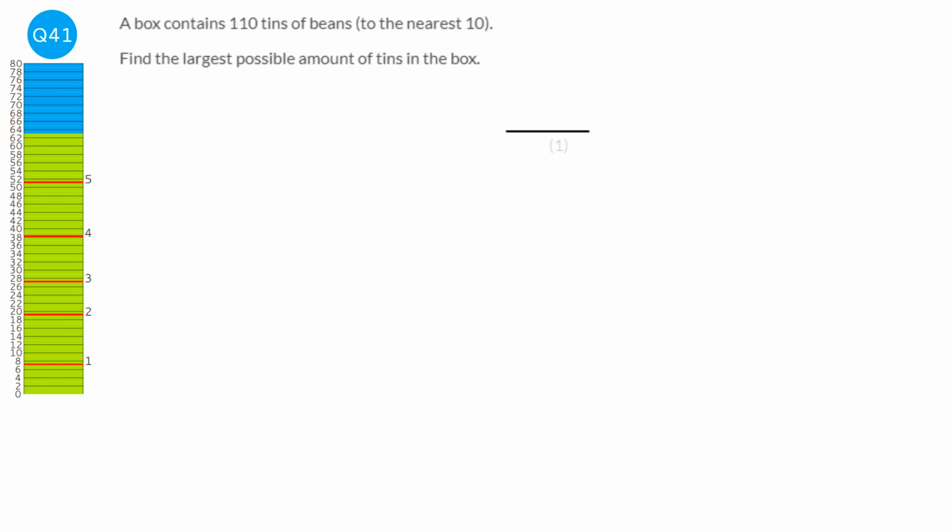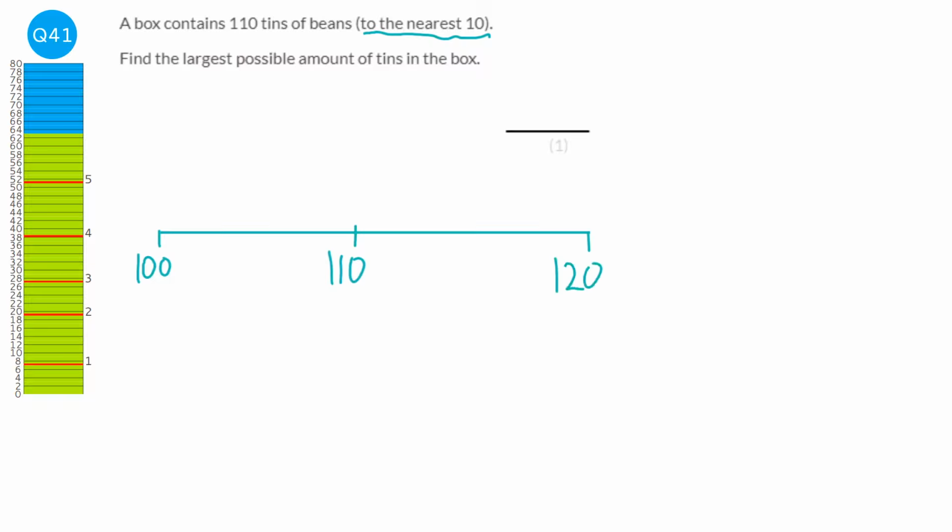I'll start by drawing a number line, and we're going to put the 110 in the middle. Now I'm going to label the next one down and the next one up. It says to the nearest 10, so the next one down would be 100, and the next one up would be 120. Now we're interested in the cutoff, and the cutoff point is between the two numbers.